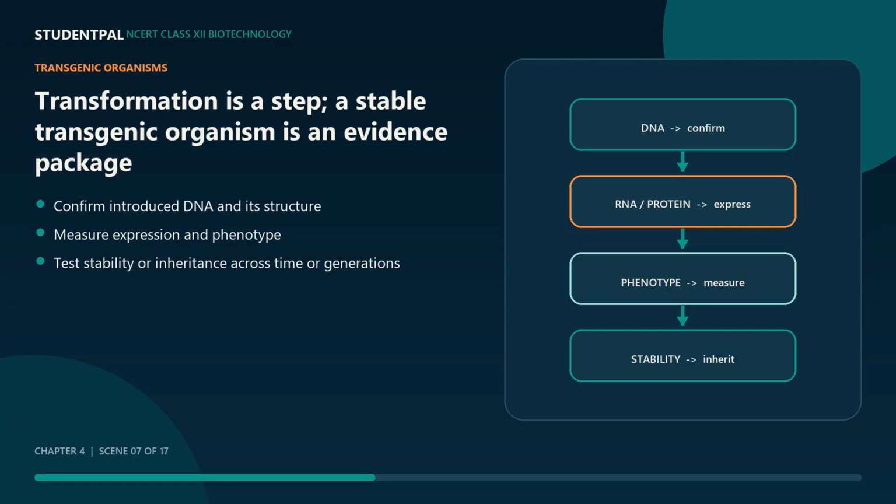A transgenic organism carries introduced genetic material that is stably maintained and may be expressed. Detecting a marker in one treated cell does not yet establish a stable transgenic organism. The introduced sequence and its molecular structure must be confirmed. Expression should be measured at the relevant RNA or protein level, and the intended phenotype must be compared with suitable controls. In plants and animals, inheritance across generations may be tested.